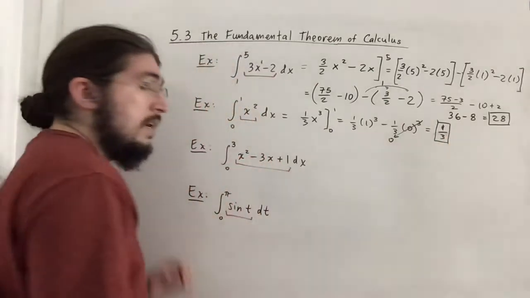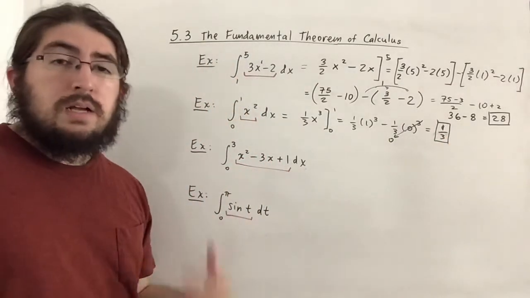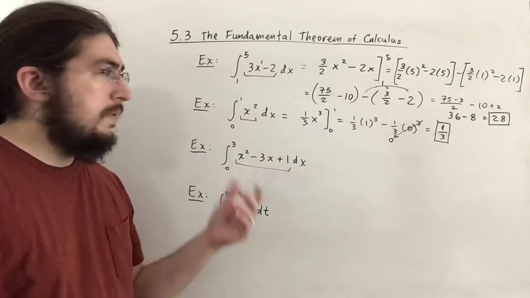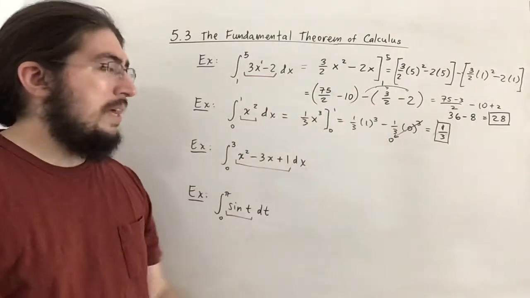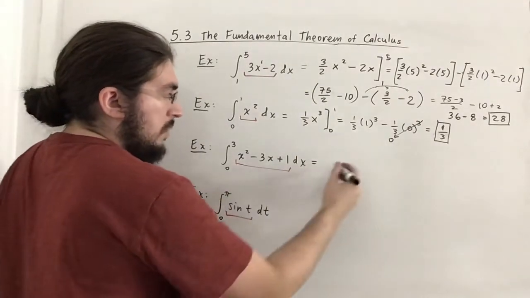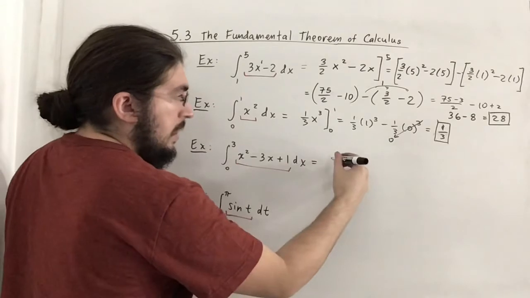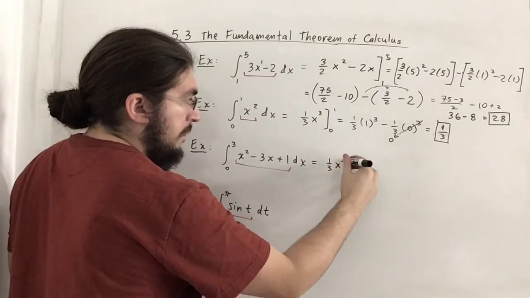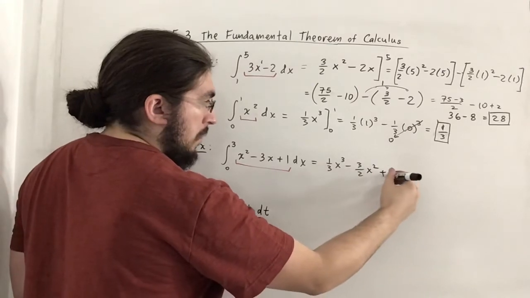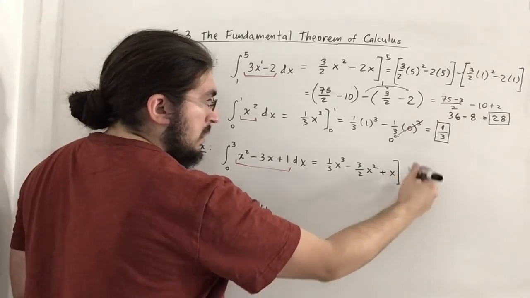In 5.1, we used that weird summation result of summing over square integers, which is a nice result, but look how lovely and quick that was, right? Here, we're going to take the antiderivative, of course, of the inside, the integrand, and that's going to be 1/3 x to the 3rd minus 3 over 2x squared plus x, evaluate between 0 and 3.